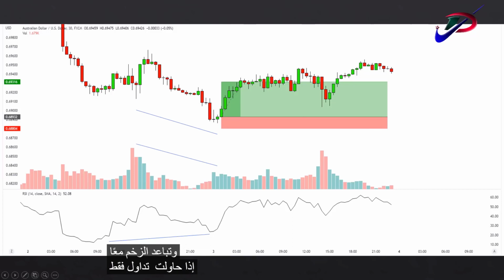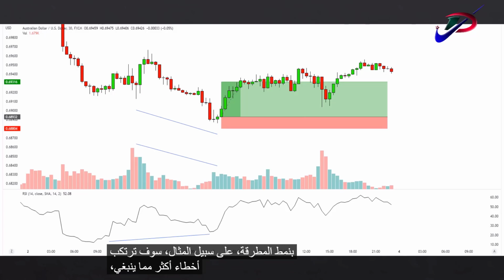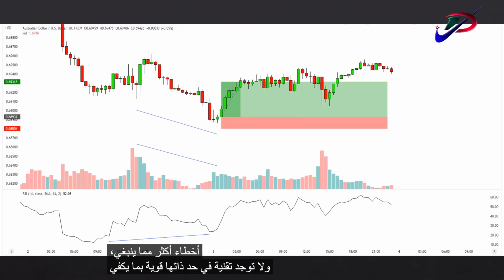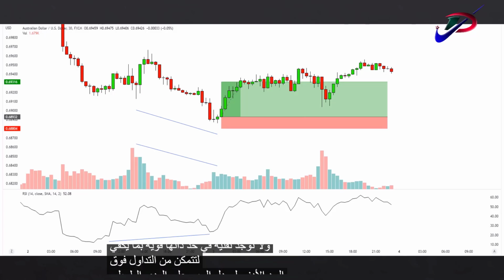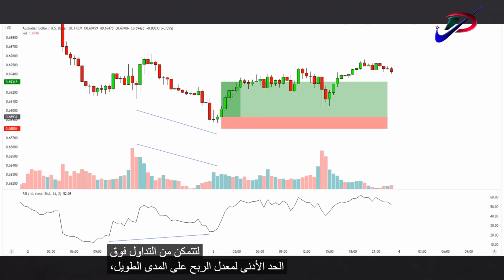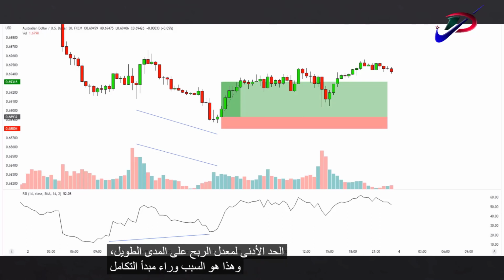If you try to trade just the hammer pattern, for example, you will make more mistakes than you should. No technique by itself is strong enough in order for you to trade above the minimum win rate in the long term. This is why the principle of integration and at least basic knowledge of money management and trading psychology are so important for long-term survival in the markets.